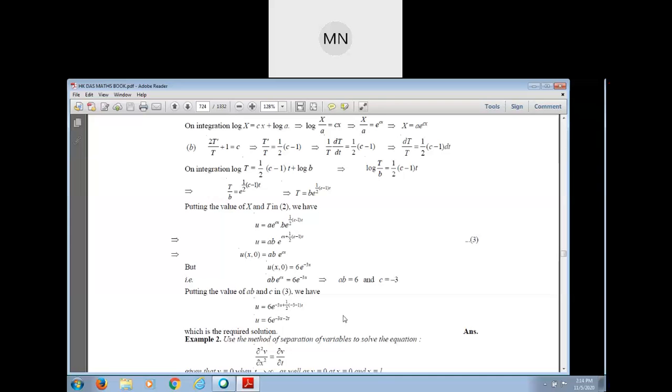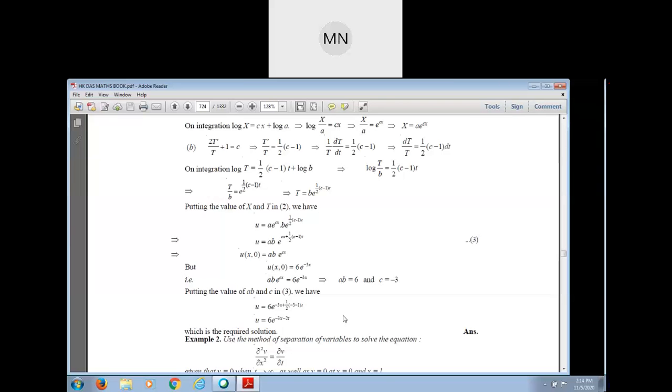Ma'am, can you send that PDF? Okay, I will send the PDF in the group. So for today, I think all of you understand this method. It is quite simple but lengthy. You have to know the process, otherwise you cannot solve. First, you have to know the method.